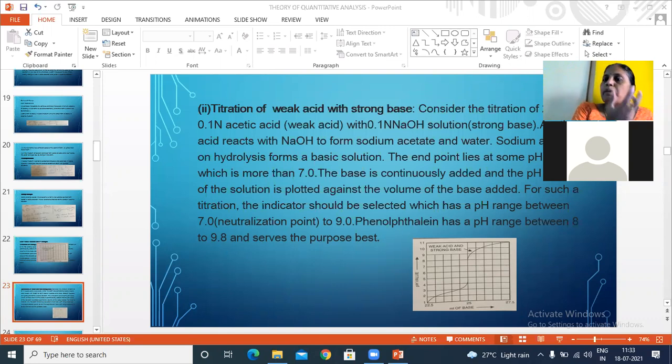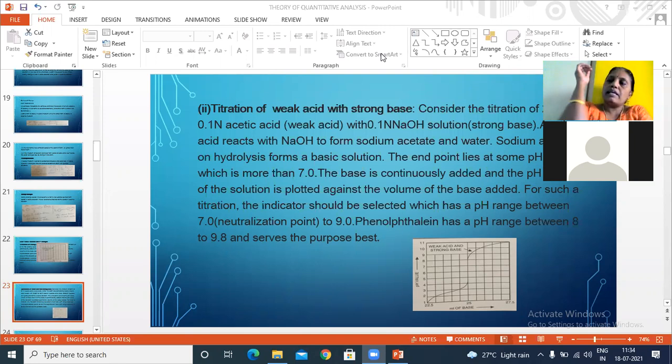So the solution is basic in nature. For basic solutions, the pH value we have to expect is above 7 only. So above 7 is the pH we can expect for acetic acid when it reacts with sodium hydroxide, a neutralization reaction between a weak acid and a strong base in general. The end point we expect is above 7. When it reacts with sodium hydroxide, it converts into sodium acetate. Once again, sodium acetate undergoes hydrolysis, which converts into acetic acid and sodium hydroxide, so that it is a basic solution. So the basic nature increases, so the pH value increases.